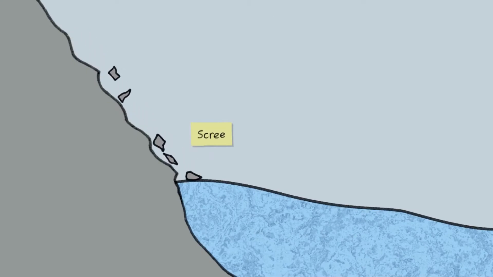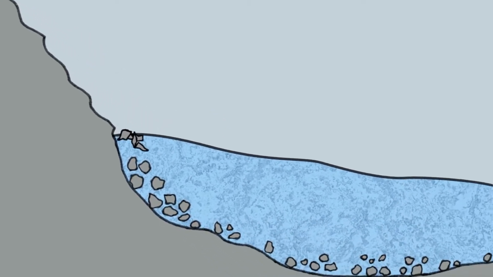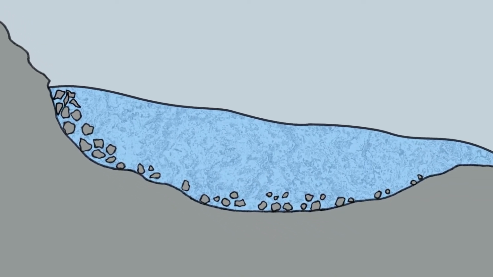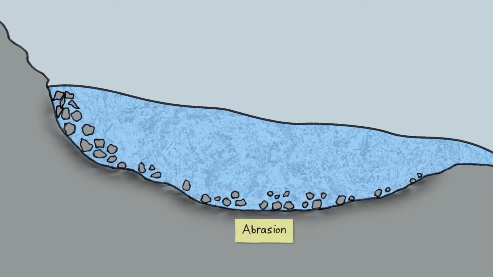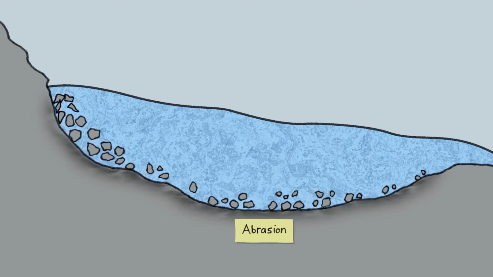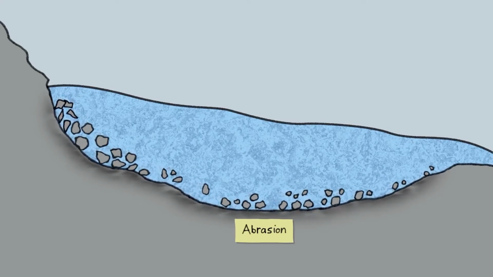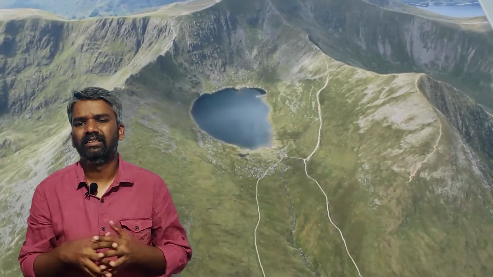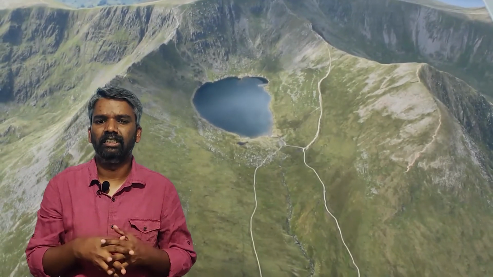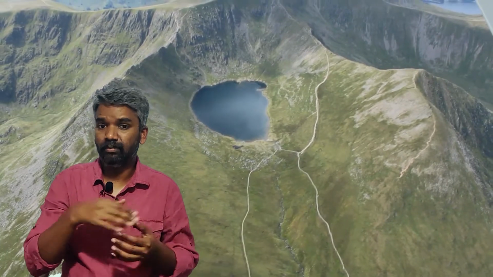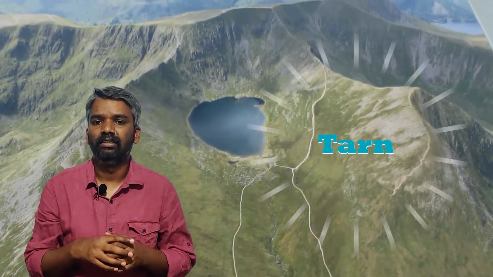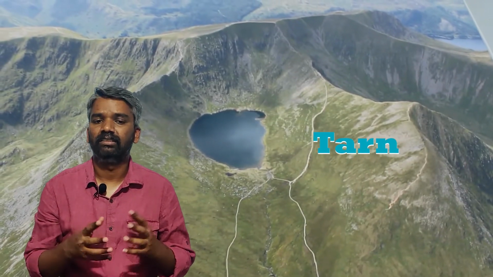Stone fragments called scree fall onto the glacier. These rocks join other debris picked up by the ice at the sole of the glacier. As the glacier moves, abrasion kicks in as these stones scrape along the valley floor. Lakes that form in a cirque depression after the ice melts are called tarns or cirque lakes.